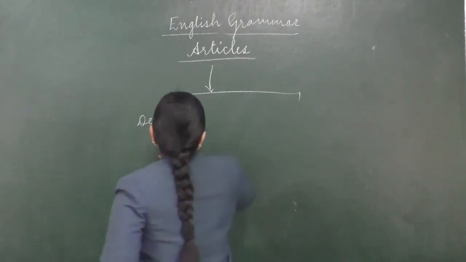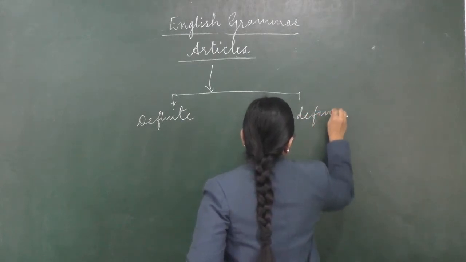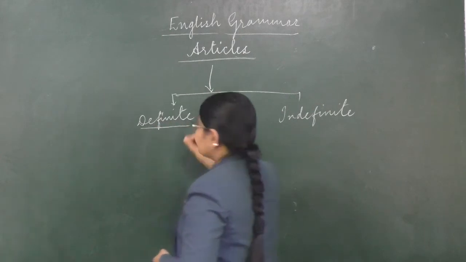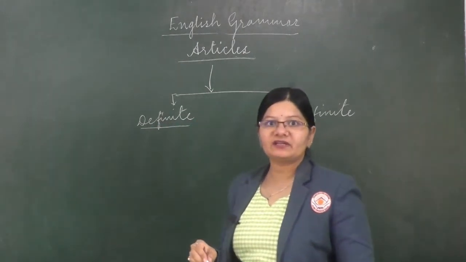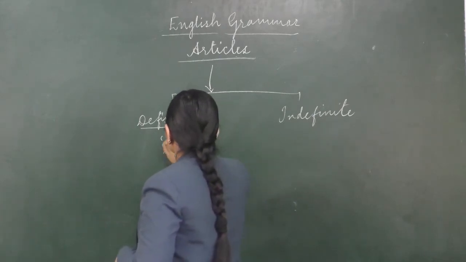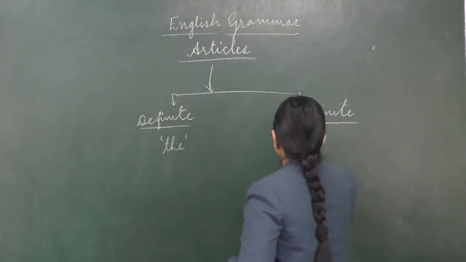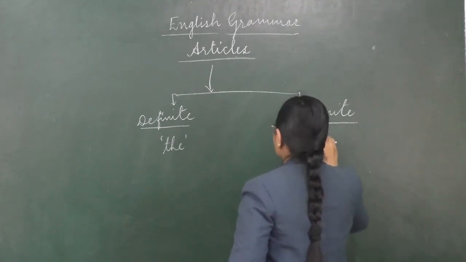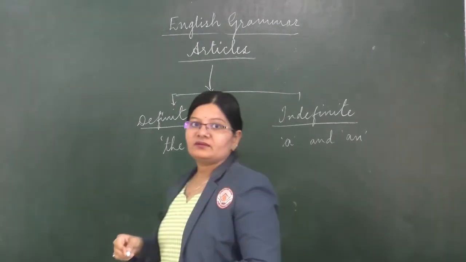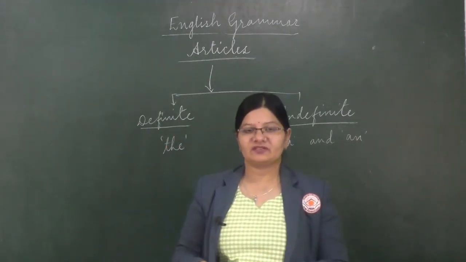definite article, indefinite article. So which article comes under definite article? It is the. So the is the definite article. What about indefinite article? It is a and an. A and an are the indefinite articles, the is the definite article.